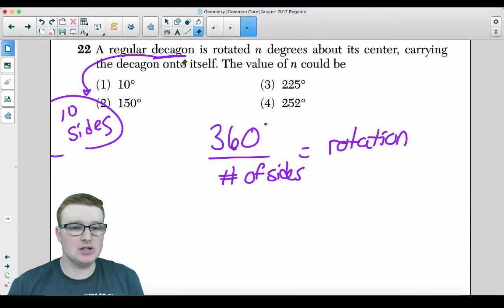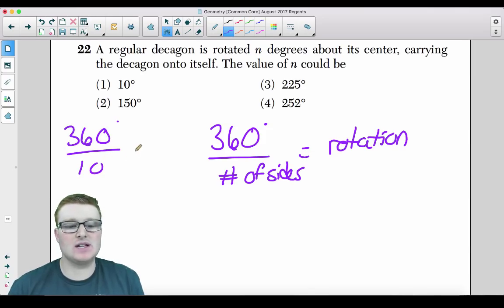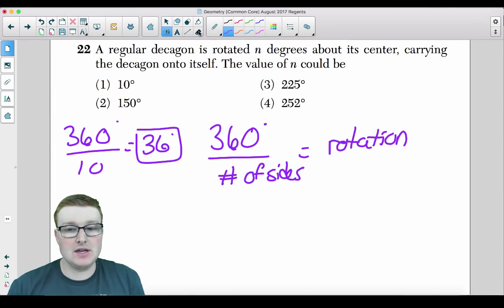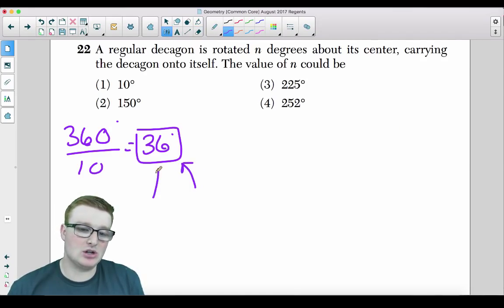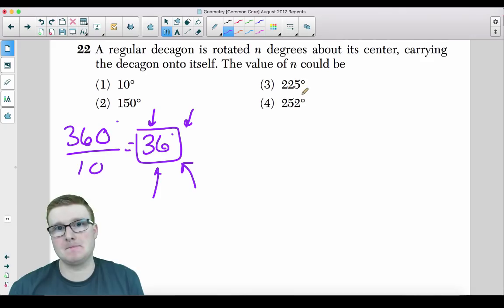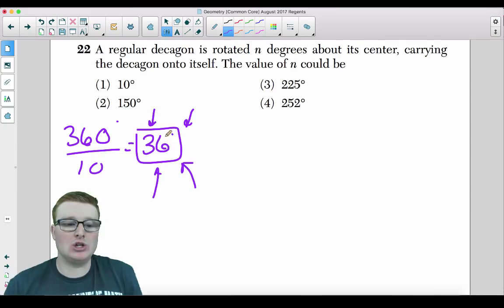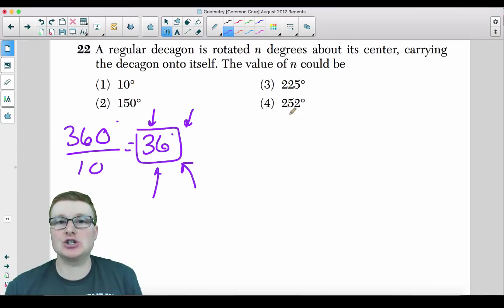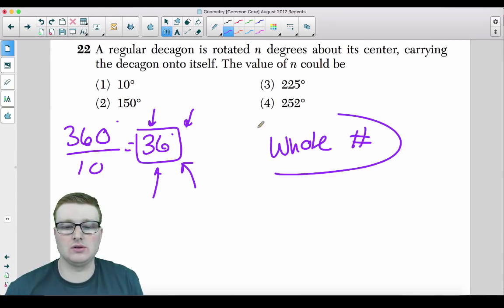So what I'm going to do is take 360 degrees divided by the number of sides, which is 10. That gives you a result of 36 degrees. Ladies and gentlemen, the number of degrees that would map the decagon onto itself is 36, but I don't see that answer here. What you need to understand is 36 is just one option. There are actually an infinite amount of n degree rotations to map the decagon onto itself. What you need to do is take each degree measure and divide it by 36 and see if you get a whole number. That's your goal.